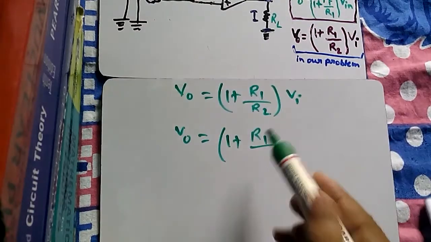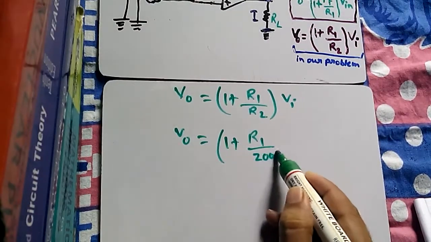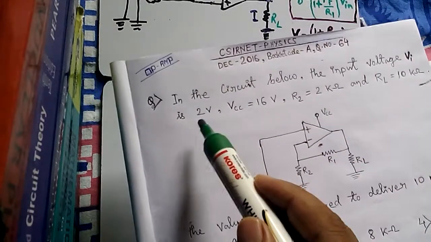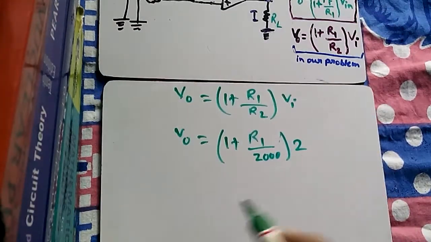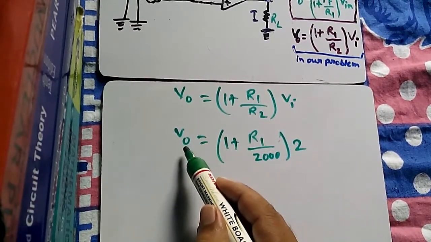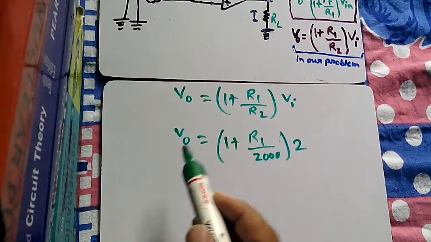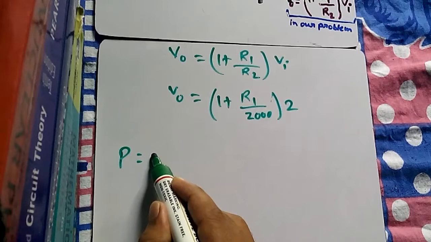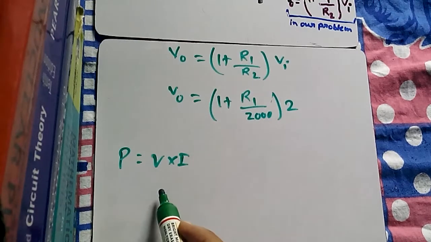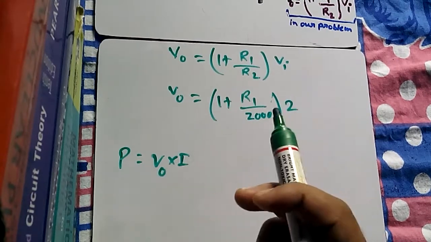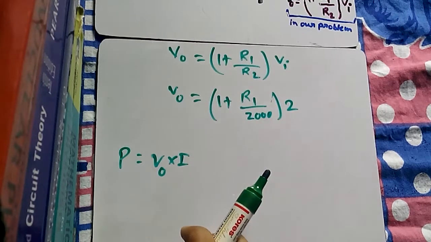kilo ohm. So it is 2000. Vi is 2 volt into 2. That means everything is ready. Just we have to find V0. How to find V0? By using that power consumption condition. So power is equals to V into I, and V is actually V0 because the output voltage is the voltage that is available across the load resistor and the power is consumed there.